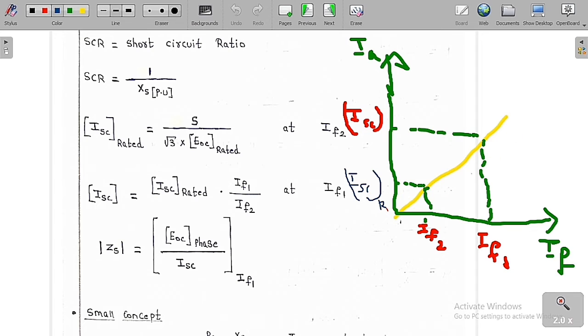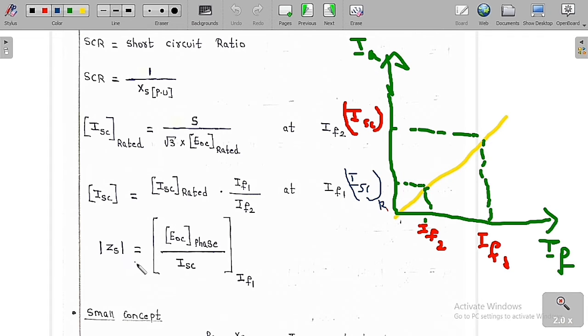But I have already told you it's a straight line passing through origin, so the slope is the same, Y by X, which is ISC by IF1 is equal to ISCR by IF2. So what is the value of ISC? ISC is equal to ISC rated into IF1 by IF2. So this is the ISC corresponding to which one? At IF1, because at IF1 you are going to get ISC. So this is the current ISC corresponding to IF1.